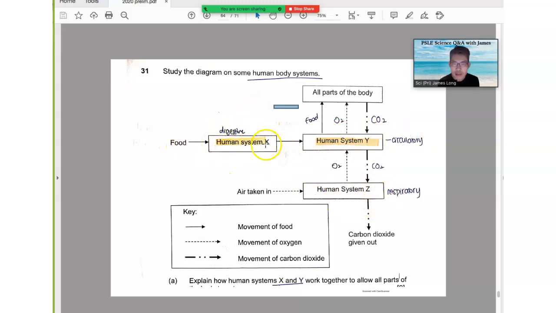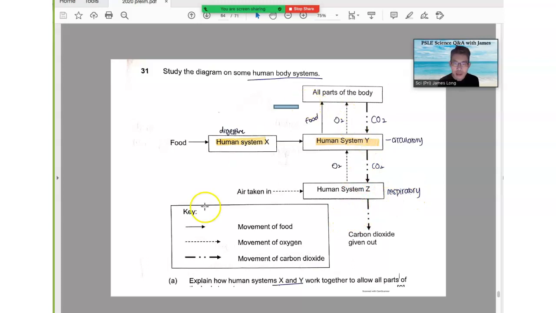Because food enters this. How do you know this is a circulatory system? Because it's transporting stuff all over the body, to all parts of the body. And how do we know this is the respiratory system? Because air is taken in by the system. Of course, it has to be the respiratory system.